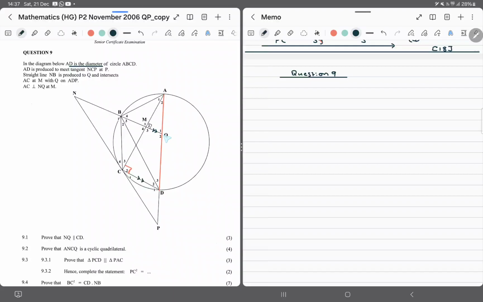And what do we know, guys? A line from center perpendicular to chord bisects the chord. So we already know that MC is equal to AM. And essentially, guys, if this line is parallel to this one and it's joining the midpoint of the one side, this is also suggesting that this is also a midpoint.